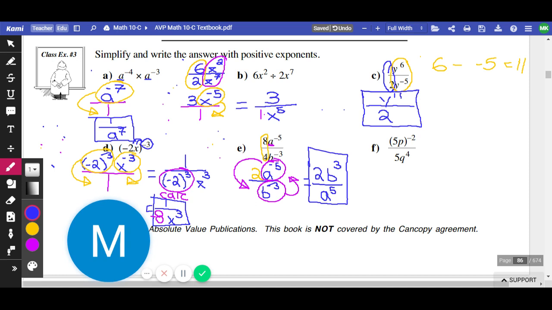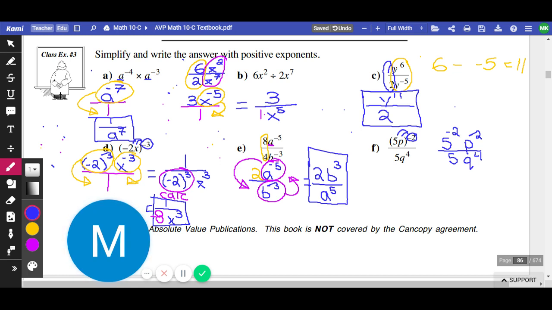Again, there's multiple ways to tackle F. The way I would do it is I would deal with any exponent laws I could to start things off. So if I'm looking at this, I have a negative 2 exponent here. It's outside the brackets. I would like to distribute it into the brackets. When I do that, that gives me 5 to the negative 2, p to the negative 2, divided by 5, and then q to the power of 4. That's how I would like to deal with it. I deal with it by distributing in the exponent, and then I start to do anything else I can.